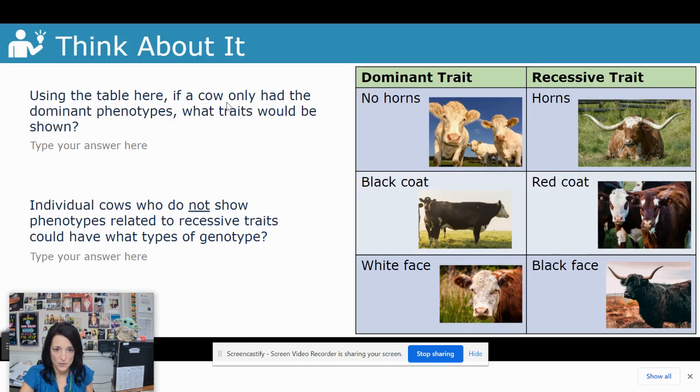And then using this table, you're going to, again, answer the questions. If a cow only had the dominant phenotype, what traits would be shown? Okay, and you'll have to look at what the dominant are. Individual cows who do not show phenotype related to recessive traits could have what type of genotype? Take a look over here and see if you can answer that question. I'm not going to get into it too much because I want you to think about this question. We will review it.